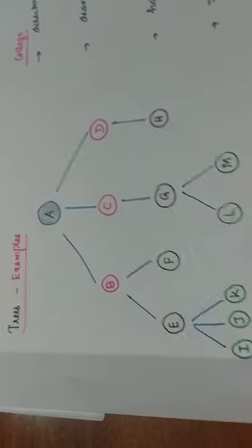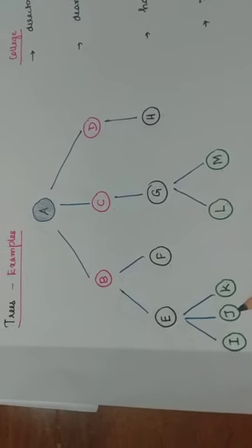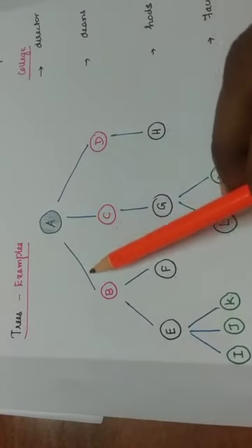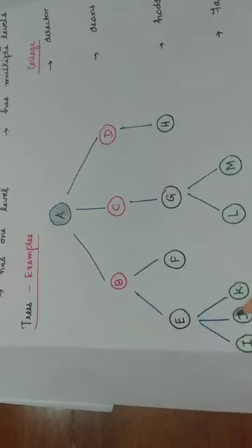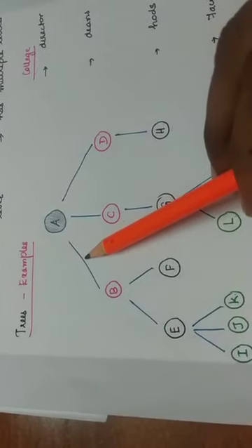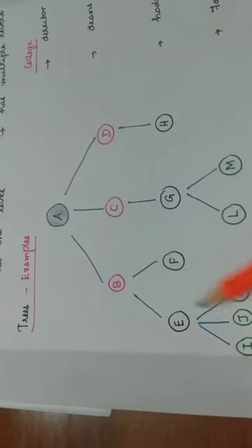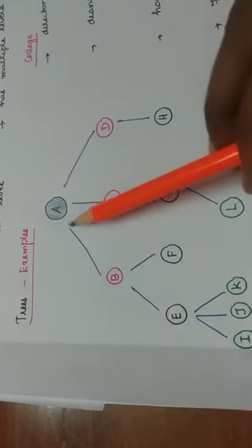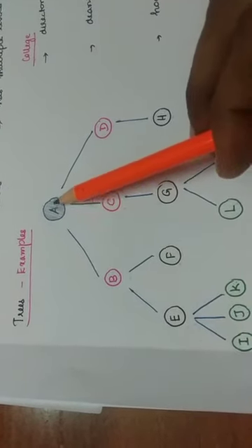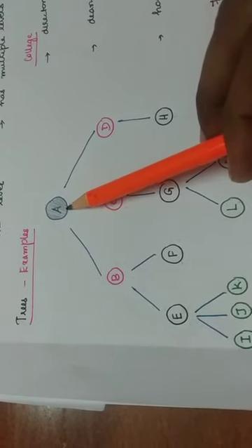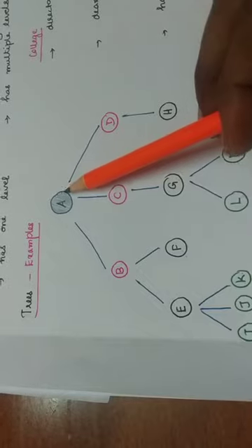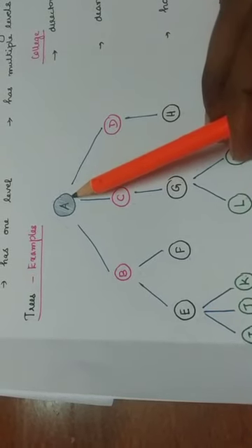Suppose we wanted to find out what is the depth of node J. How many edges does it traverse? A to B, B to E and E to J. So there are 3 edges. So we call the depth of node J equal to 3. What is the depth of node A? It is from the root to that particular node, root to this node itself. So the depth of node A is 0.